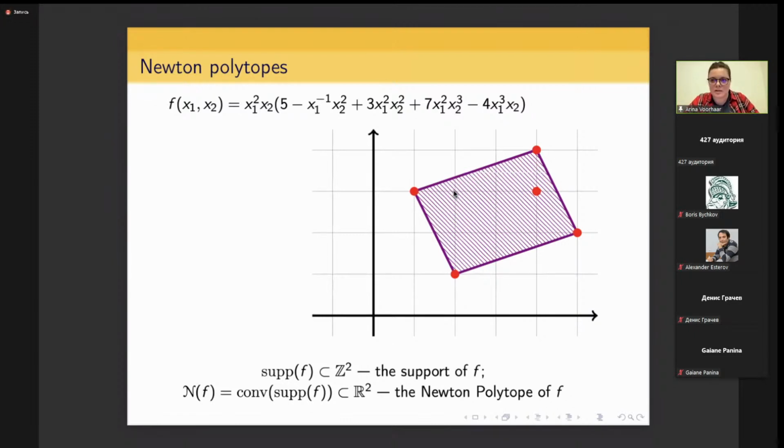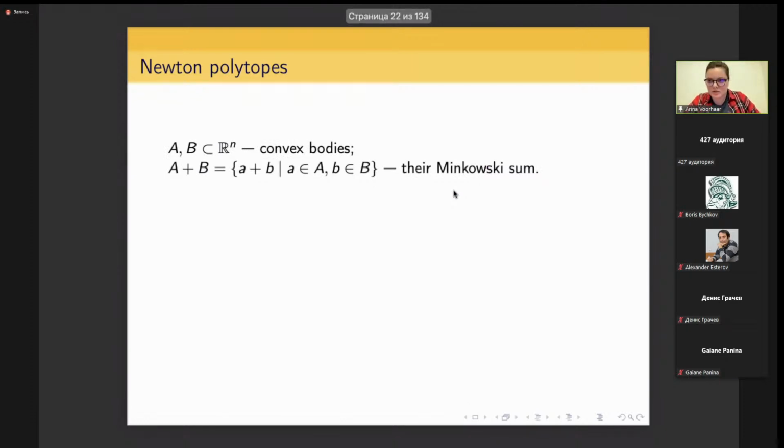A more general formulation of this phenomenon can be given in terms of Minkowski sums. Suppose we have a pair of convex bodies in Rn. We can define their Minkowski sum, which is the set of the sums a plus b, with a in A and b in B. It's going to be a convex body if we take a sum of convex bodies. Let me show an example.